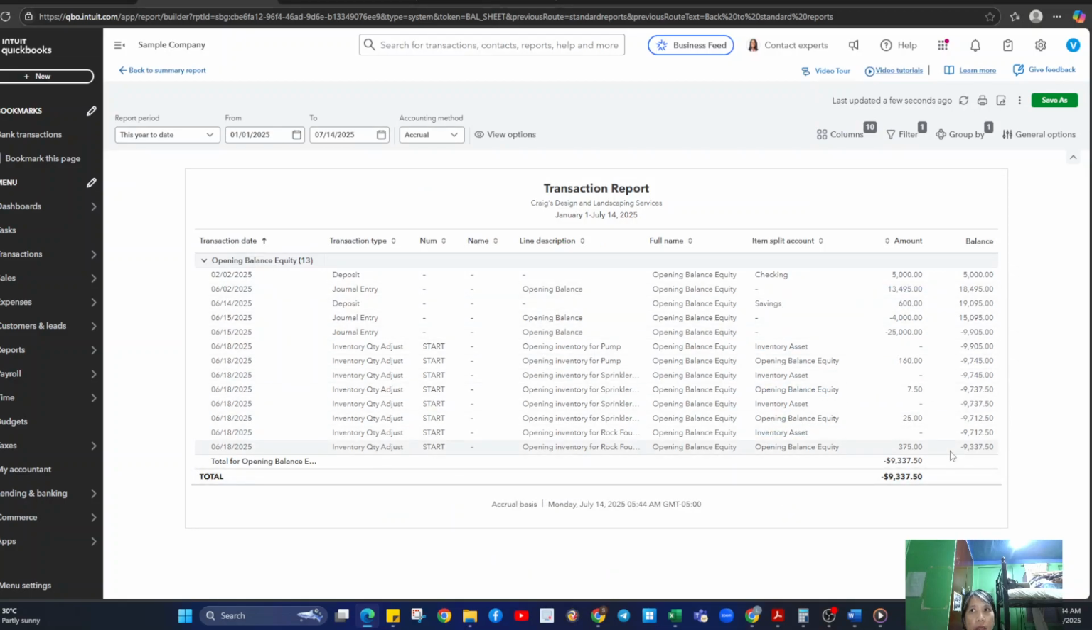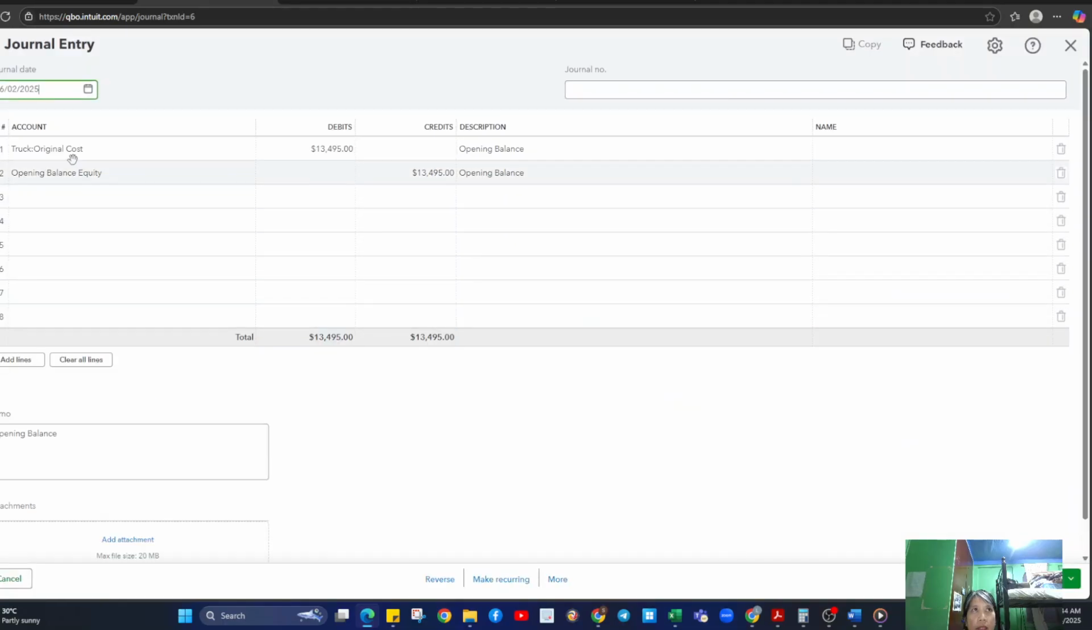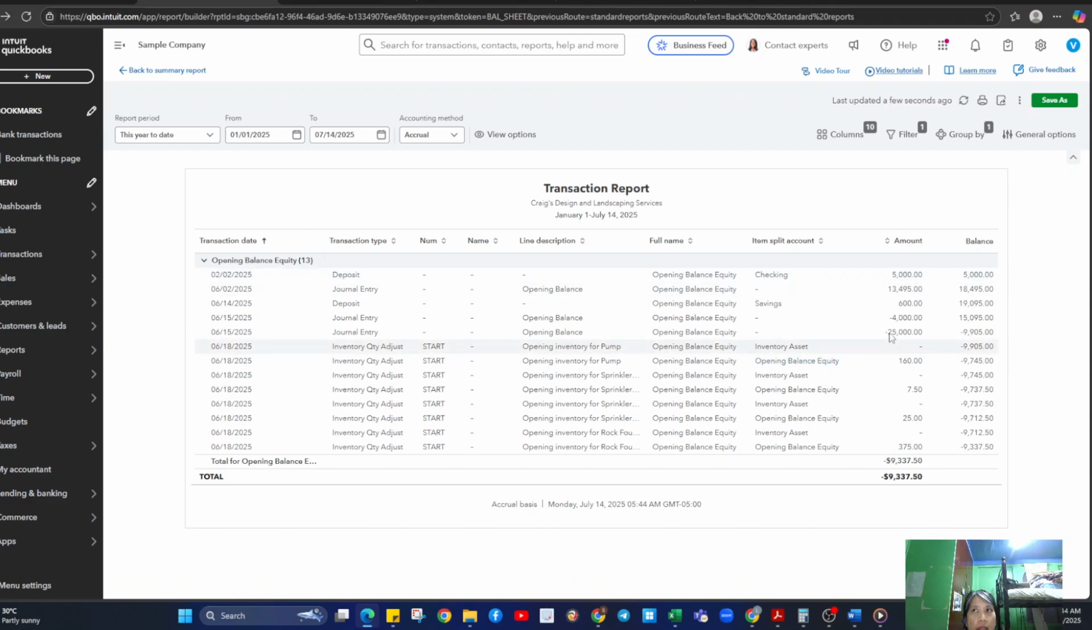Now if you will look into this one, I'll say that this 5,000 is an initial investment of the owner. This journal entry is the cost of the equipment, because I'm going to duplicate this because it will take a while. This is the cost of the equipment, so I would say that this is okay. It's directly being credited to the owner's account, like truck and opening balance equity. That's okay. The only thing that is unusual is the two entries here.